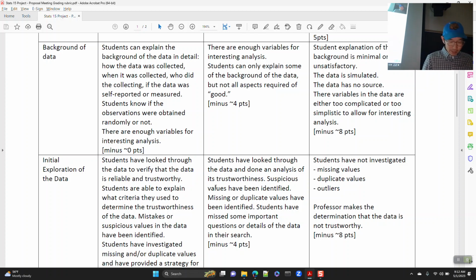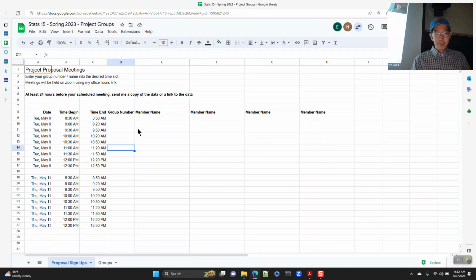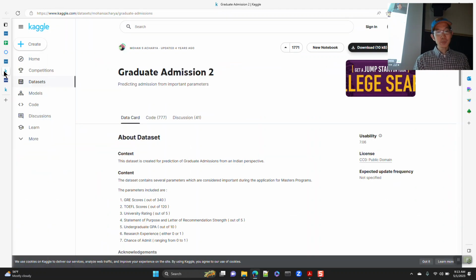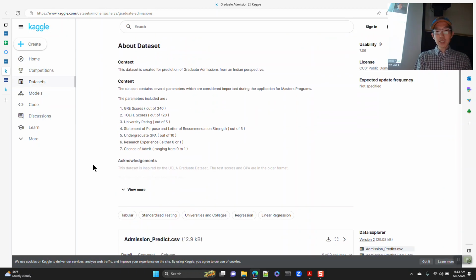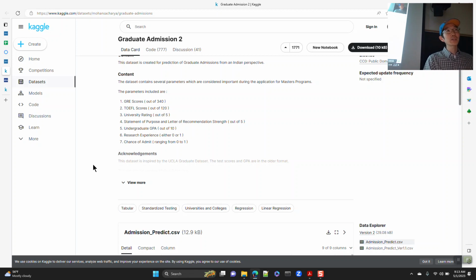I will ask you to tell me about your data, and I want you to be able to explain the data, including where it was collected and things like that. I imagine a lot of you will want to go to a place like Kaggle, which has a lot of user-uploaded data.